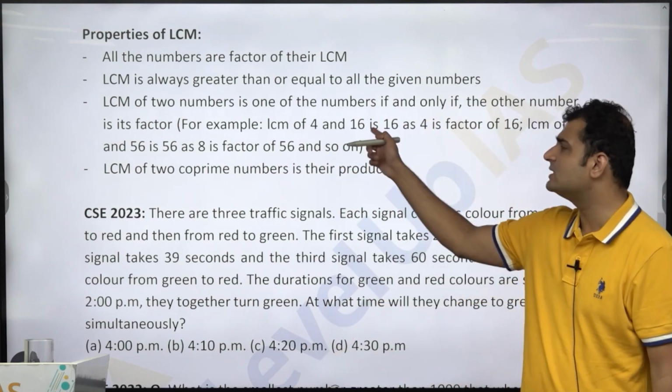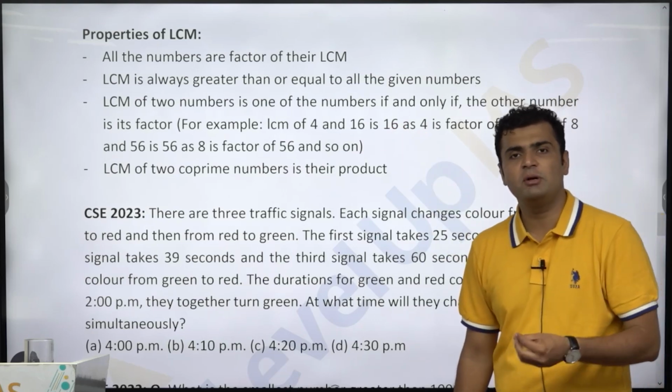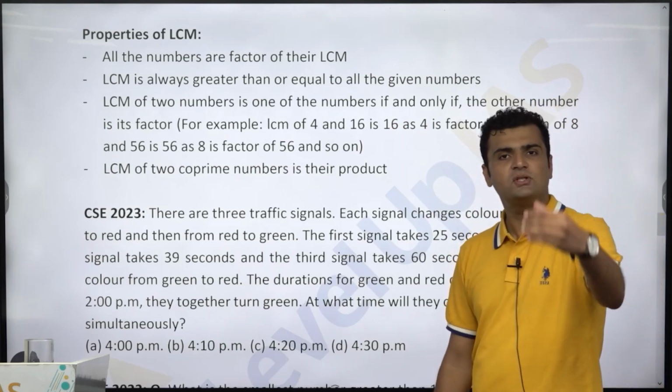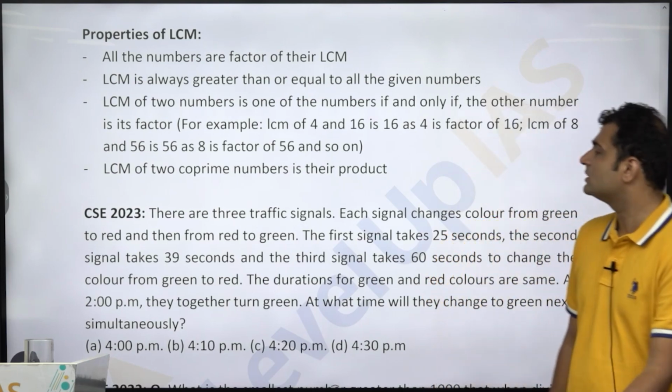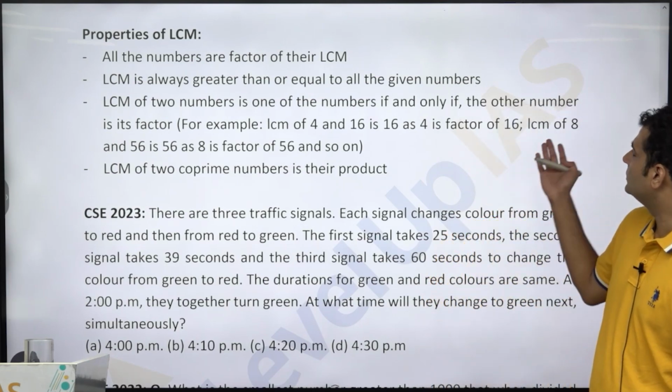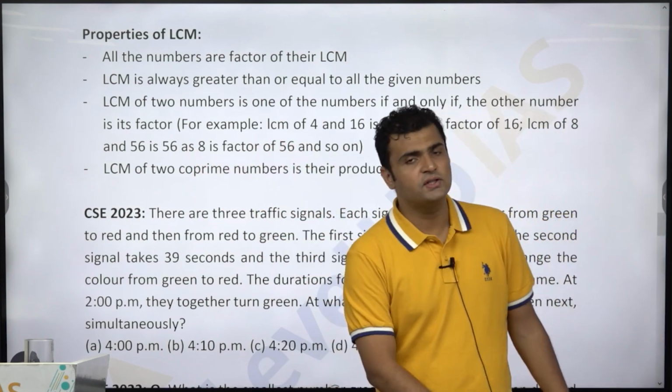तो मतलब क्या है? 4 and 16 का LCM क्या होगा? 16 होगा, क्योंकि 16 का मल्टीपल 16 से ही स्टार्ट होता है. 4 के मल्टीपल में भी 16 आता है, 16 के मल्टीपल में भी 16 आता है. दैट इज द कॉमन मल्टीपल. इट इज आल्सो द लीस्ट कॉमन मल्टीपल. LCM of 8 and 56 is 56 because 8 is a factor of 56 and so on.